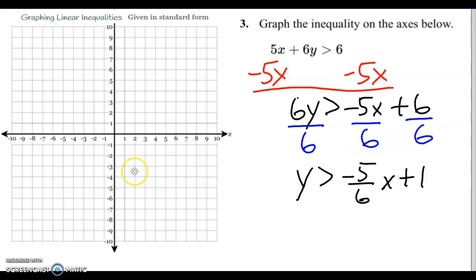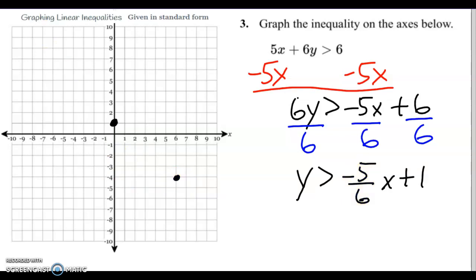So now we're going to go to the y-intercept, which is 1. We're going to go down 5 and over 6. Down 5 and over 6. Alright, so that gets me that other point, and now I have my 2 points.